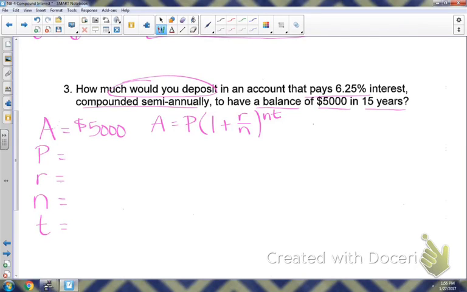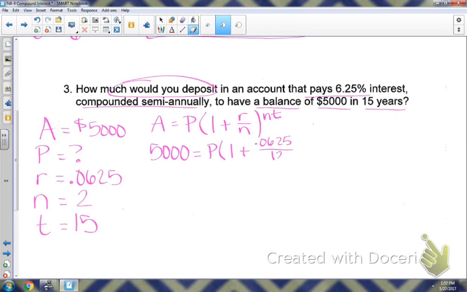P is your starting. We don't know that. That says how much would you deposit at the very beginning. We don't know that amount. Rate, it's paying, which means it's increasing by 6.25%, so 0.0625 would be your decimal. Number of times per year, it's compounded semi-annually. That means twice a year. And then your time would be 15 years. So I'm going to plug in the formula. This time we don't know P. Oops, that should be 2.